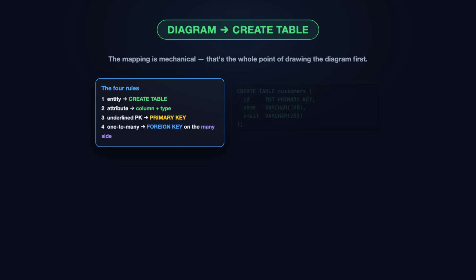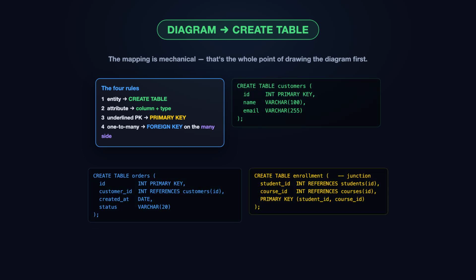Here's the payoff: turning the finished diagram into real tables. The mapping is completely mechanical, and that's the whole reason we draw first. Rule 1: each entity becomes a create table. Rule 2: each attribute becomes a column, and you give it a type. ID becomes an integer, name and email become varchar or text, a date becomes a date. Rule 3: the primary key attribute, the one you underlined, becomes primary key.